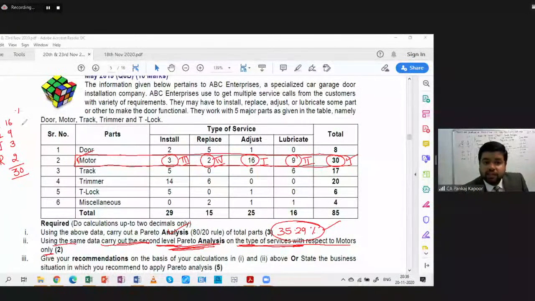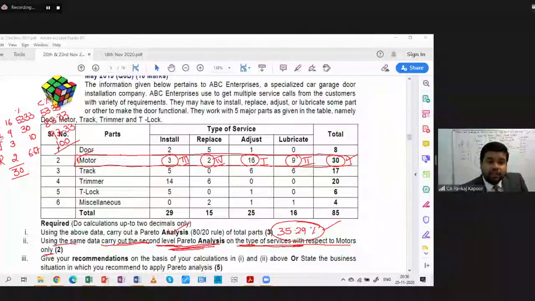Now, if we consider the percentage, 16 out of 30 represent 53.33%. 9 out of 30 represent 30%. Then 3 out of 30 represent 10%. 2 out of 30 represent 6.67%. If you ask me to write the cumulative percentage, how much will it be? 53.33, then 83.33, then 93.33, and last but not the least, 100.